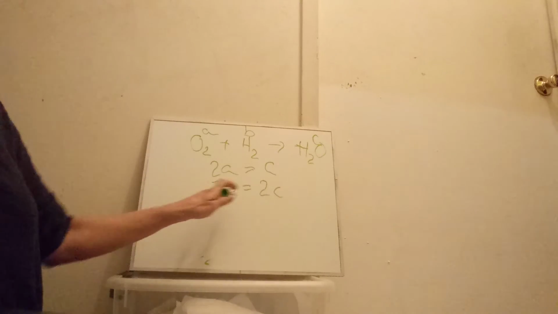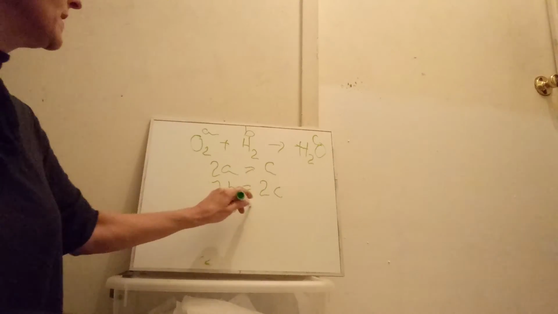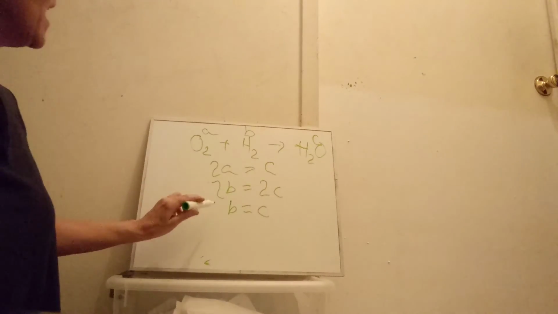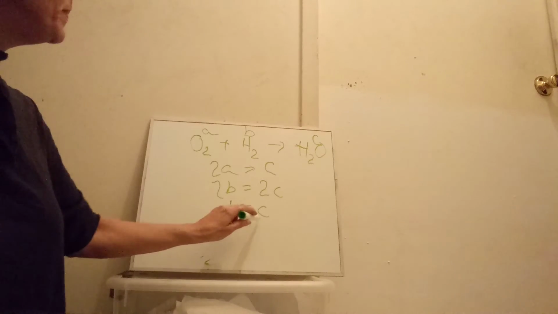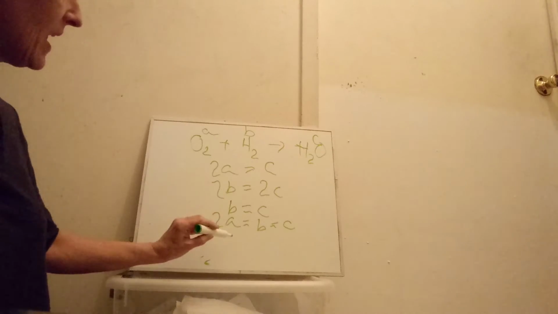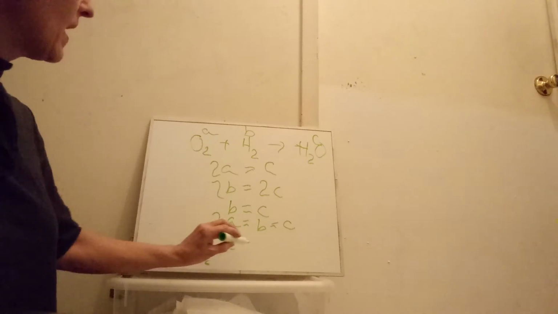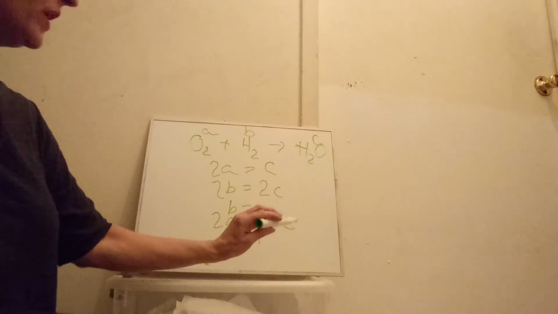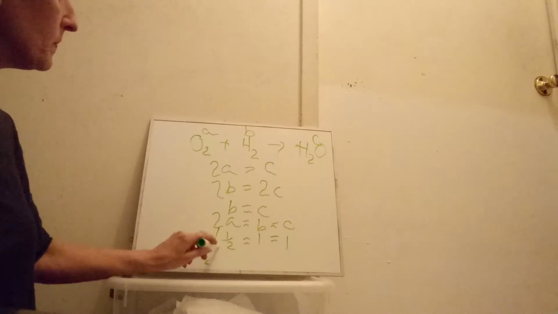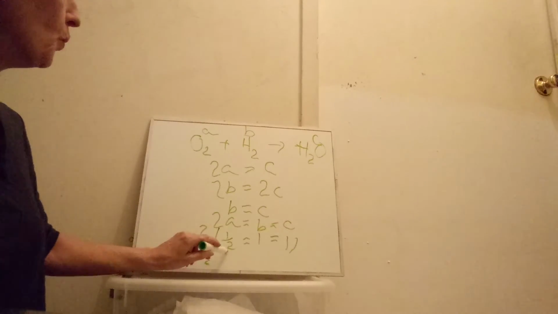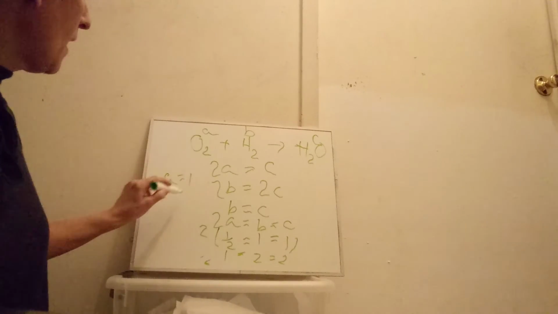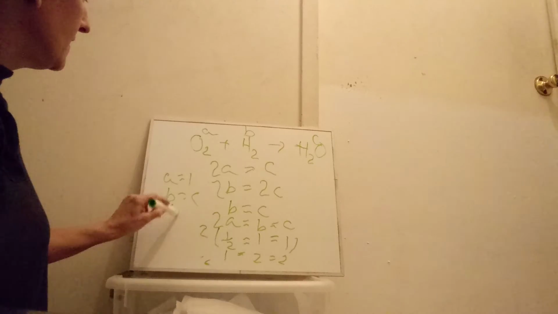So here I see that I can factor out by 2, so I can just say B equals C. And in this case, since I know C, I can substitute now B in for C. And I say 2A equals B equals C. Now I take the inverse of these functions, and I get 1/2 equals 1 over 1, A equals 1. Now I want to get rid of the fraction, so I multiply through by 2, and I get 1 equals 2 equals 2. So A equals 1, B equals 2, C equals 2.